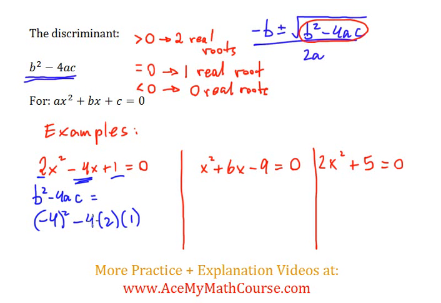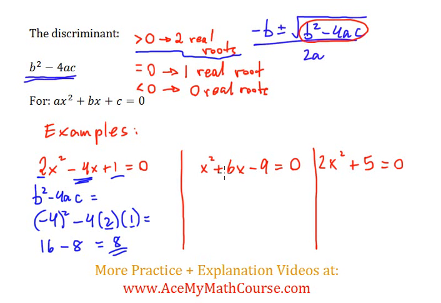b squared minus 4ac. Negative 4 squared is 16. Minus 4 times 2 is negative 8, times 1, just still negative 8, so I'll just write minus 8. 16 minus 8, positive 8. Now that's positive, so we have two real roots, or two solutions for this equation. In this case, we're actually not going to work out what the solutions are. I just wanted to know the nature of the roots, or how many solutions we would find.